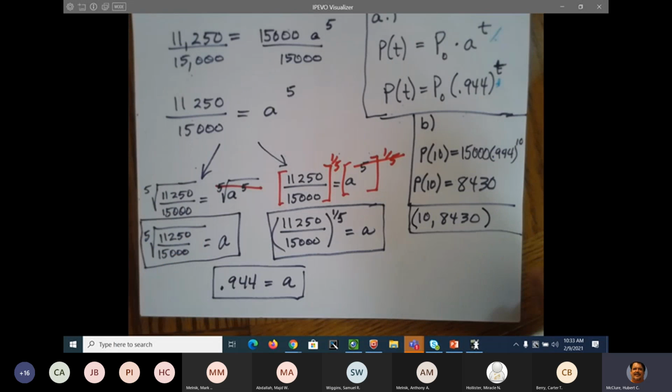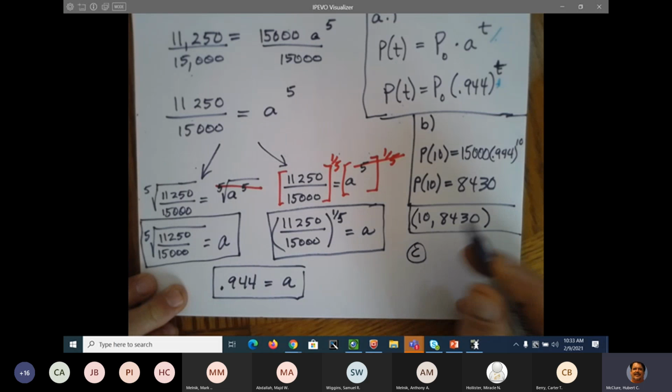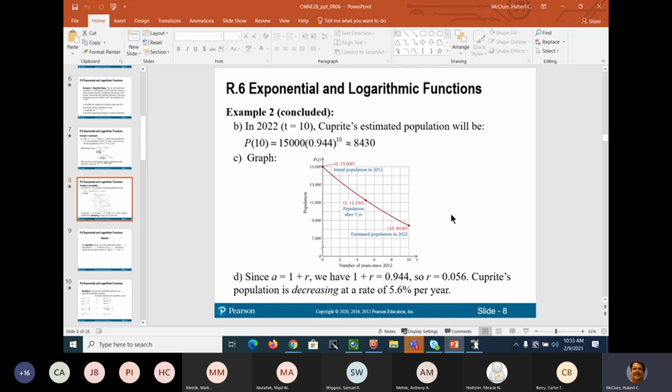All right. So in 2022, the population is going to be 8 point whatever million or whatever it comes out to be. I'm not going to worry about that. For C, they want you to graph it. And of course, you see the graph right there. You could graph that with this equation, and I'm going to do that.